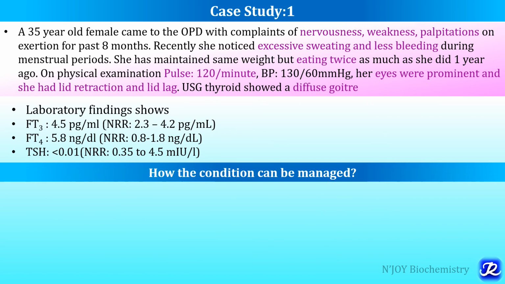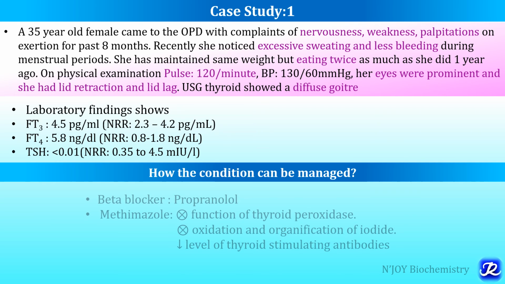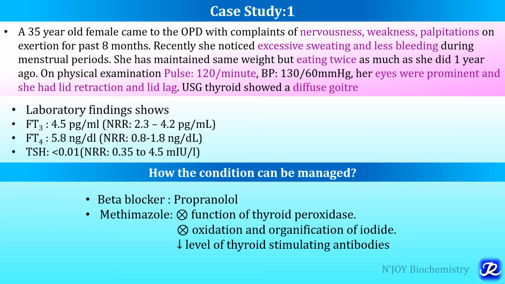The next question is how the condition can be managed, means what are the various treatment options available for treating the Graves' disease. So beta blocker, that is propranolol, to alleviate the various symptoms of nervousness, palpitation, anxiety. So the mechanism of action is, it is the non-specific beta blocker, and it also inhibits the peripheral conversion of T4 to T3. Methimazole, it inhibits the function of thyroid peroxidase, inhibits oxidation and organification of iodide, and in turn also decreases the level of thyroid stimulating antibodies. So by giving these drugs like beta blocker, methimazole, the condition can be managed.